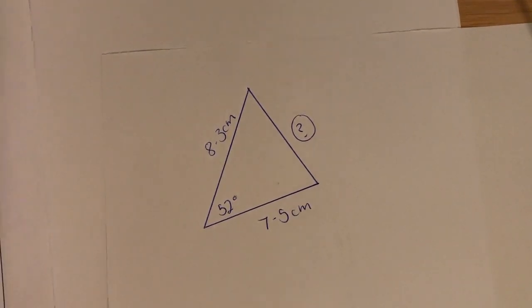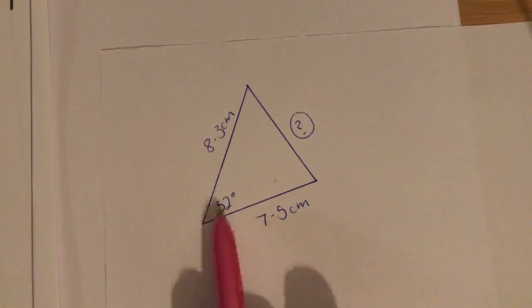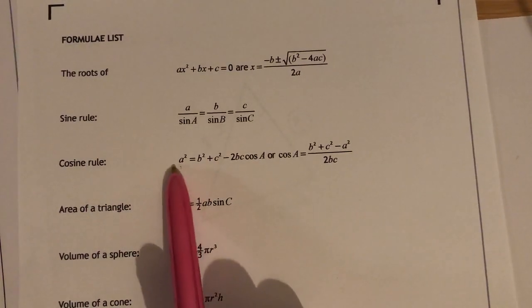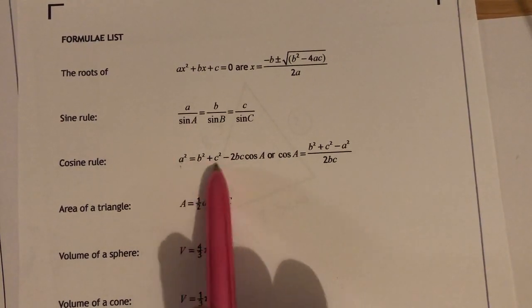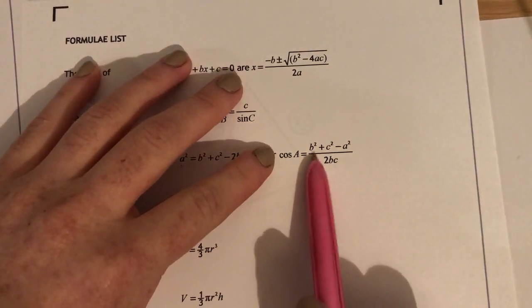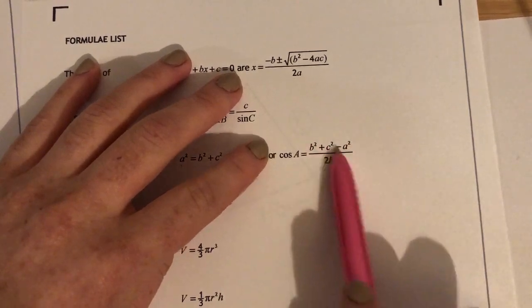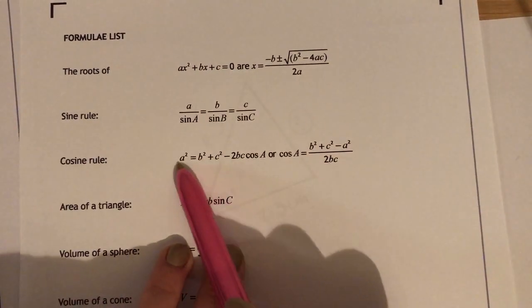So having a little look at the cosine rule, I've just shown you that we know we can use it because we've got the two sides and that angle in between. Just be really careful which one you're using. The one that starts with a squared, the one with a side, that's the one you want to use when you're finding a side. This one that starts with cos A equals, that's the one you want to use when you're finding an angle. They are just rearranged versions of each other, but it's just more straightforward to start with the one that you want to use.